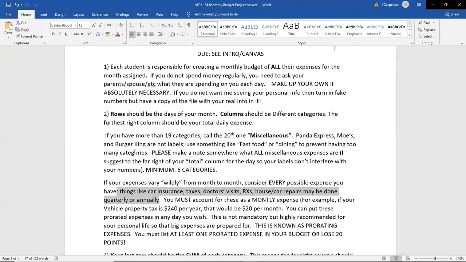So for myself, if I were the student doing this monthly budget, and I have my own monthly budgets, and this is exactly how I do it, I would not say that I paid $360 in January. I would say I paid $60 in January. And then in my February budget, I would have that $60 allocated. In March, I would have that $60 allocated, and I would have, quote, prorated car insurance.